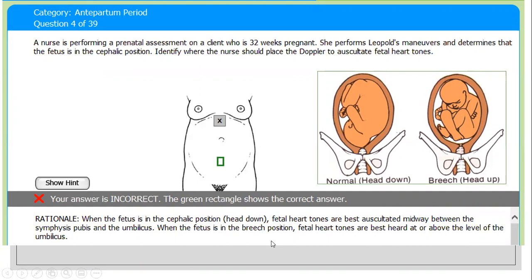Picture number 1. Fetal heart tones are best auscultated midway between the symphysis pubis and umbilicus. This area is called the symphysis pubis, and this is the umbilicus. When the fetus is in a presentation like this, fetal heart tones are best heard above the level of the umbilicus.